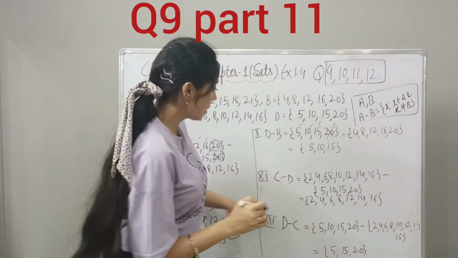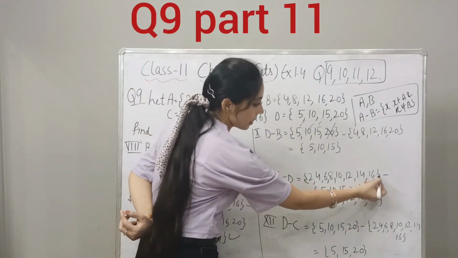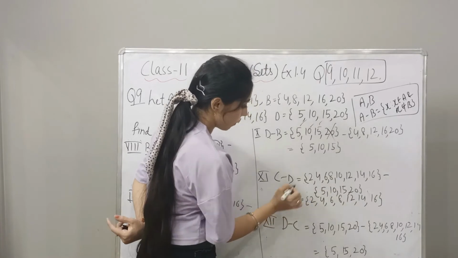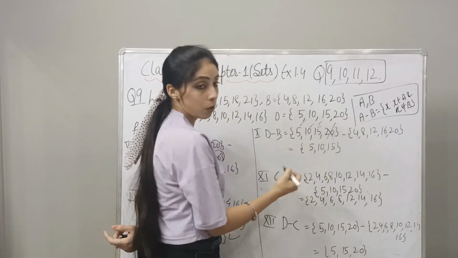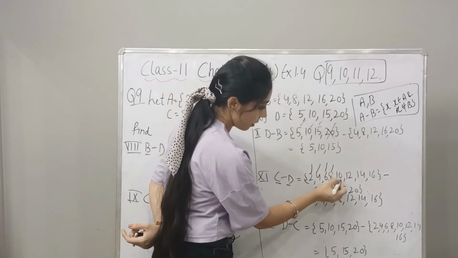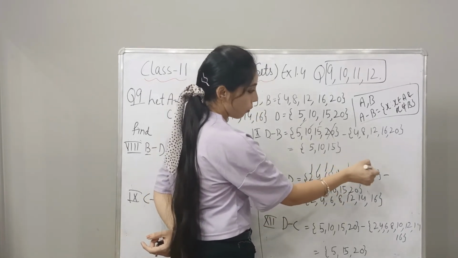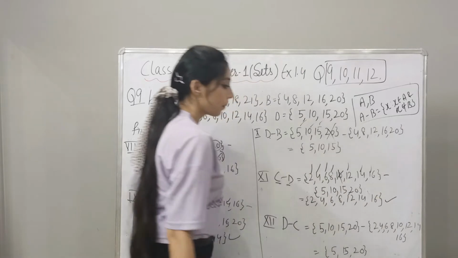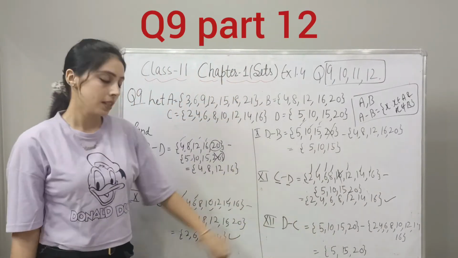So next is C minus D. C is this set, D is this set. We will write those elements of C which are not in D. So these are 2, 4, 6, 8, 10 is here. So 10 is excluded. 12, 14, 16. This will be the difference of C and D.